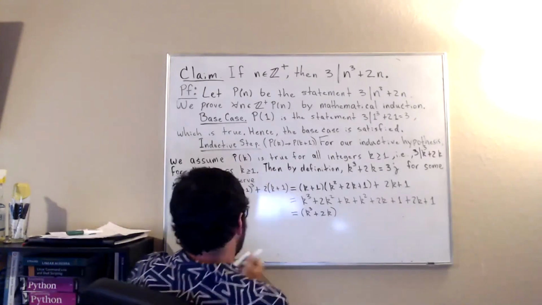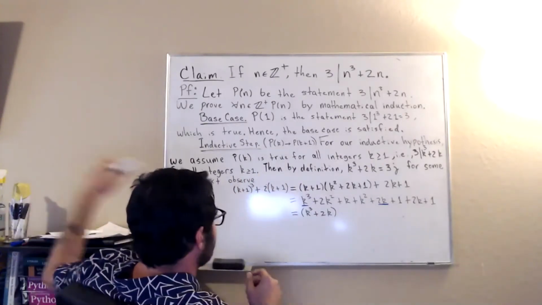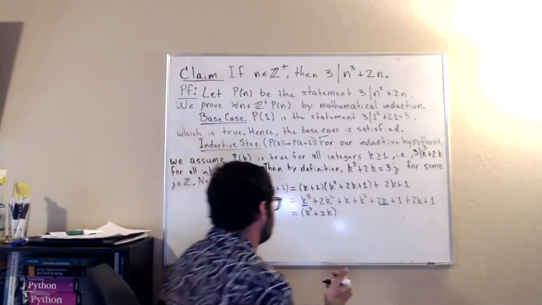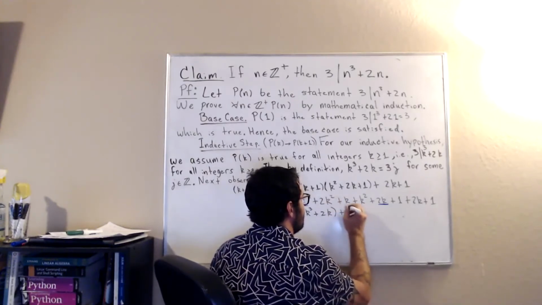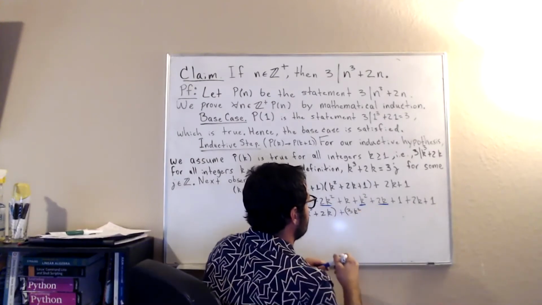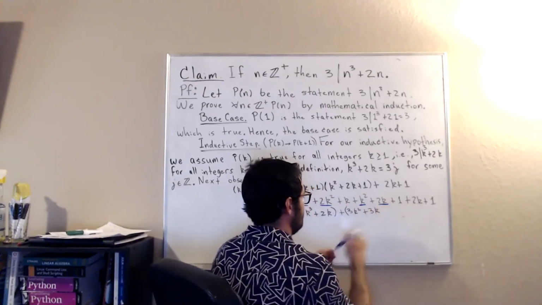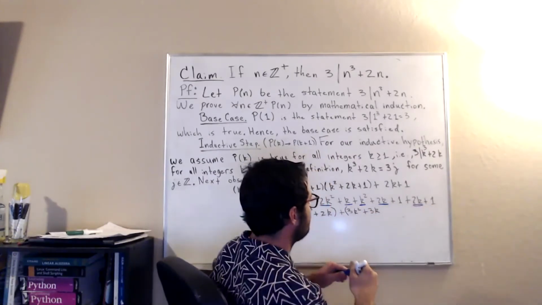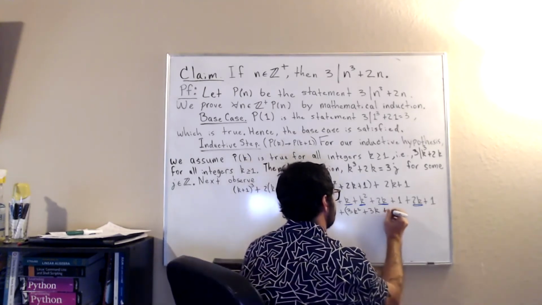So that took care of that one and that one. Okay. And then let's see what I'm left with here. I have plus 3k squared. So I took care of that. I see a k and a 2k plus 3k. That took care of that and that. Plus 2.